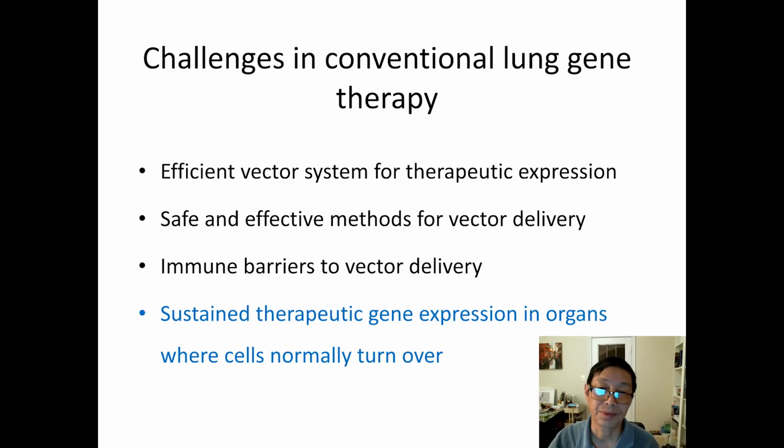Early gene therapy attempts have shown that there are major challenges in conventional lung gene therapy. These include that we didn't have an efficient vector system for therapeutic expression, and we didn't have safe and effective methods for vector delivery. There are also immune barriers to vector delivery, and more importantly, it's very difficult to have therapeutic gene expression sustained in organs such as the lung, where normally you have cell turnover.